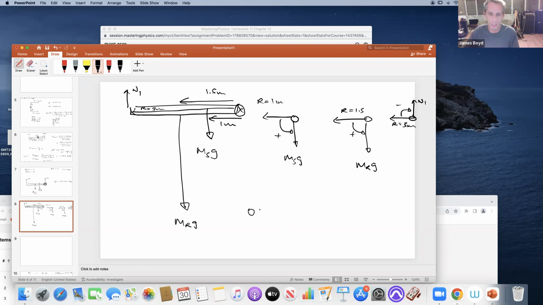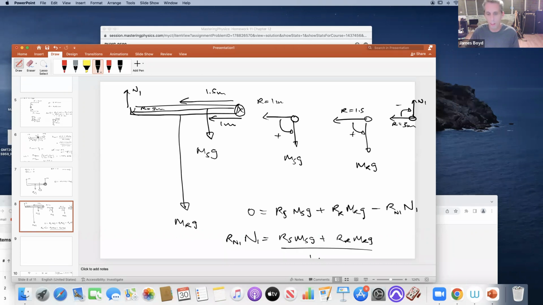The reason why is the sum of the torques is 0. We can move it to either side of the equation, all the signs would flip. So this one is R student MSG, they're 90 off, plus R of the rod, M of the rod G, minus R of the normal force times the normal force. I want to find N1, move that over. So I get R N1 equals R student MSG plus R rod MRG. Divide through by R normal, how far away it is. And what I get is the following.